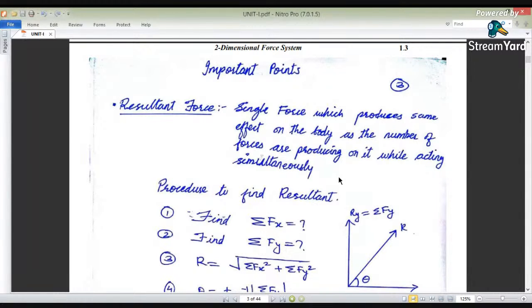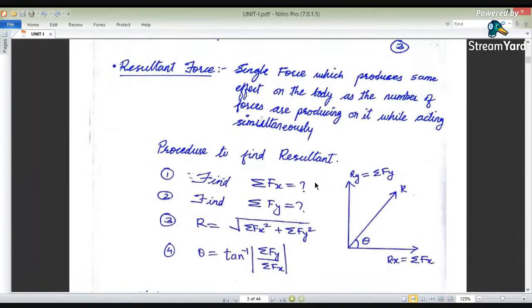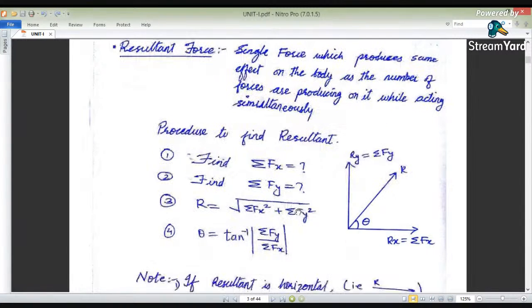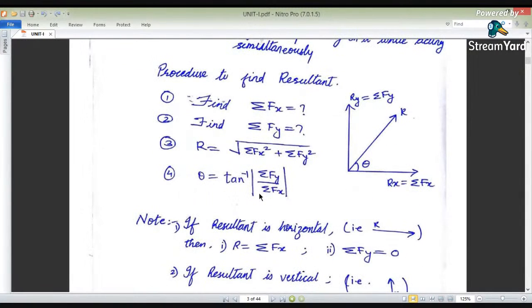So we have to find the summation of all forces along the x direction, that is ΣFx. Then we have to find the summation of all forces along the y direction, ΣFy. And what does this resultant R say? R is equal to the square root of the summation of all horizontal forces squared plus the summation of all vertical forces squared. Again, theta is the tan inverse of y by x, that is, theta is the slope, the angle made by the resultant. Now how do we find the position of this resultant, where it has been applied?